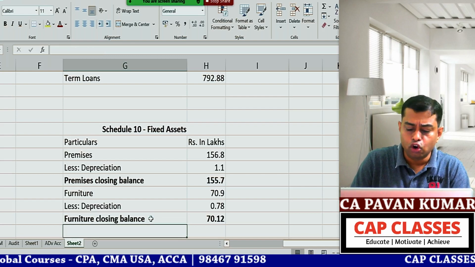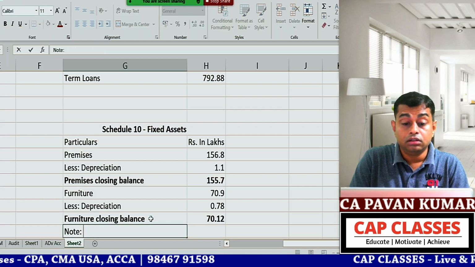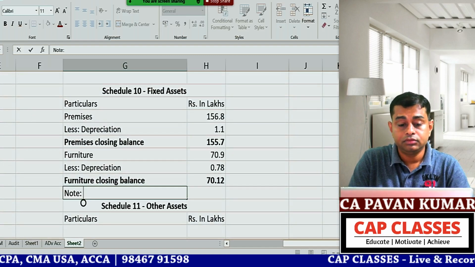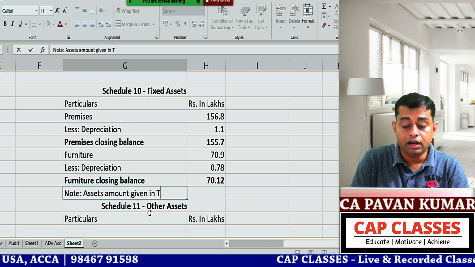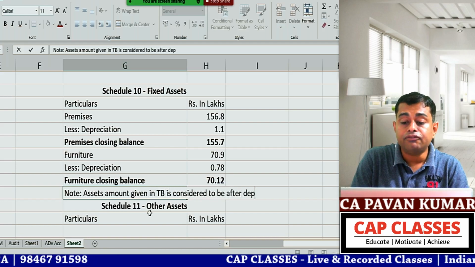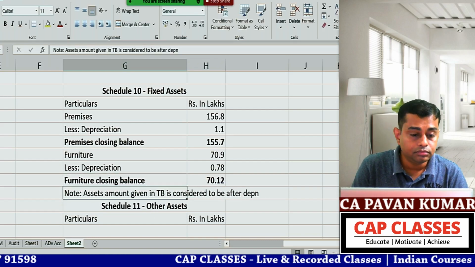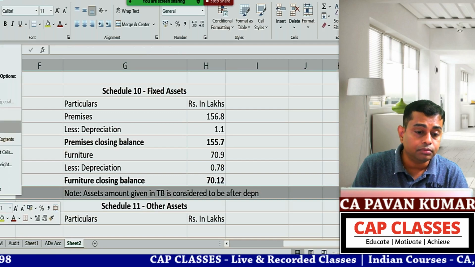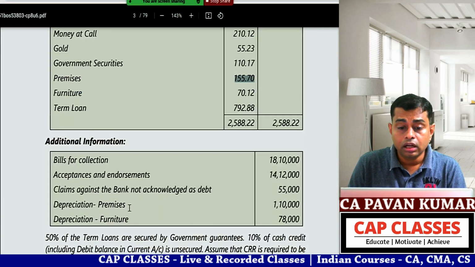So you can put one note here: the assets amount given in the trial balance is considered to be after depreciation. Okay, so that's all. Now go back to the problem.